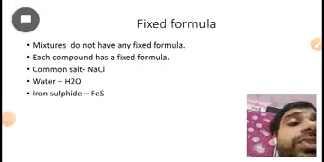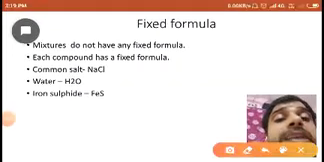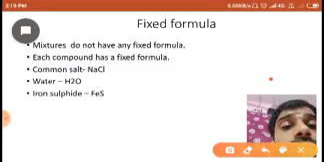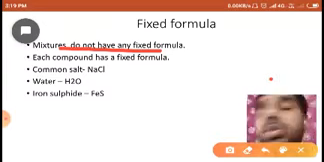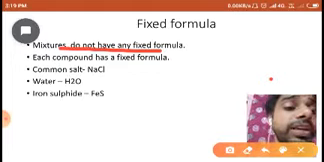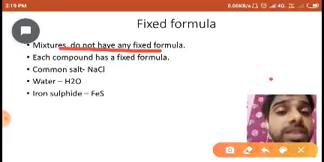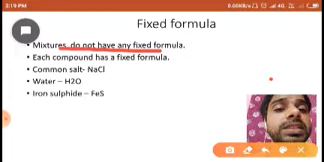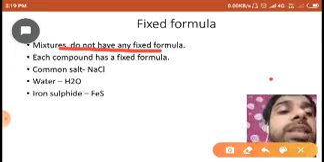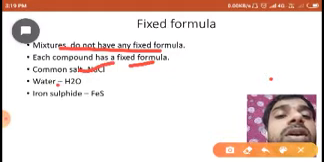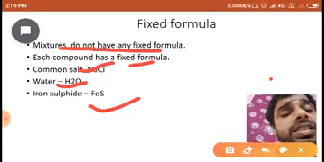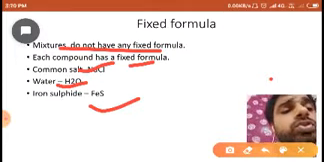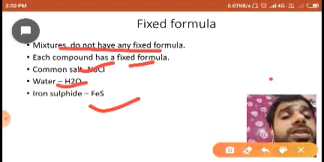Then we will talk about the fixed formula. The mixture does not have a fixed formula, as you know, because the composition is variable. We cannot write a formula for a variable composition. We don't even have an idea what different types of mixtures are actually present. So we can say each compound has a fixed formula. Common salt, H2O, FeS, different types of compounds: you will see the elements and molecules are in fixed numbers. So each compound has a fixed formula.